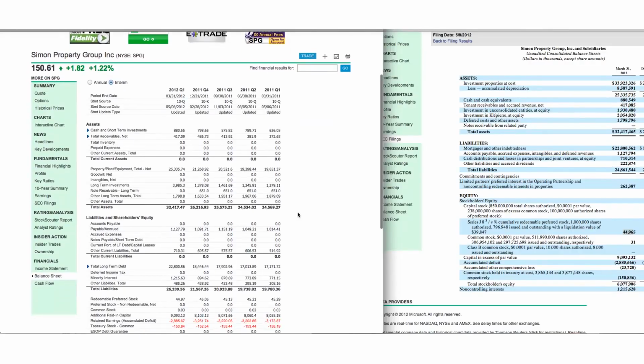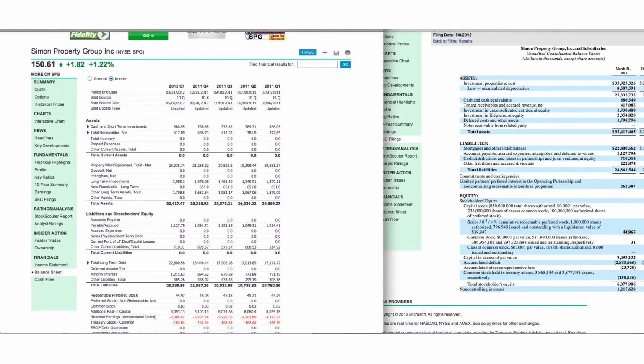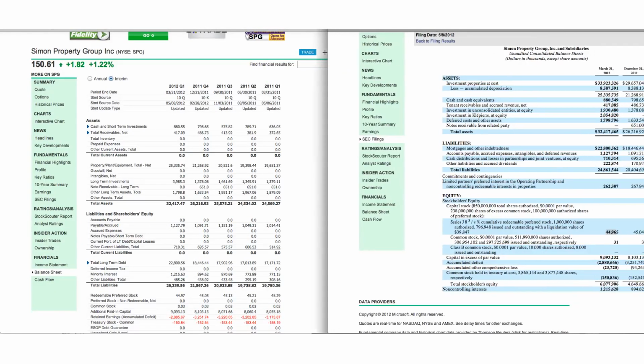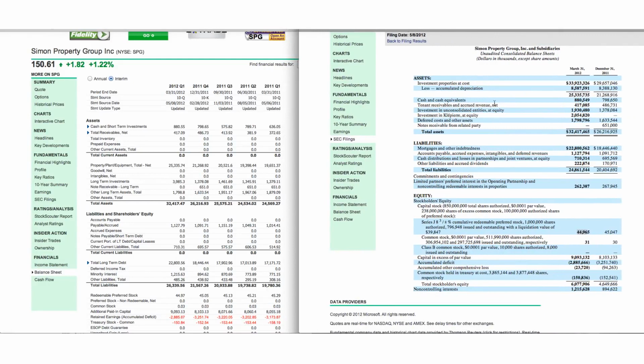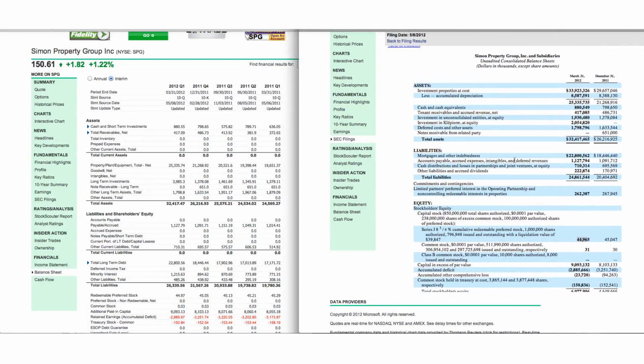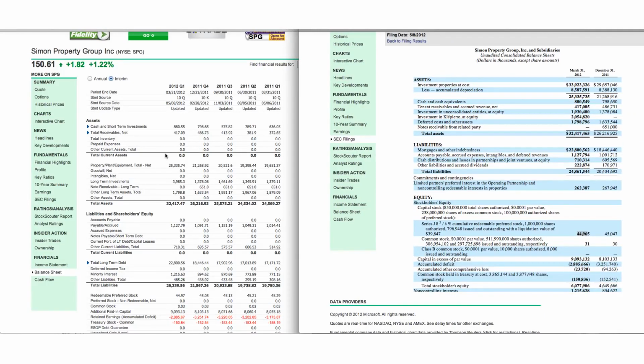In order to show you the difference between the SEC filing report and the balance sheet we were looking at earlier, I have both of them pulled up side by side, so you can see the SEC filing on the right and the information that MSN had pulled onto the balance sheet on the left.